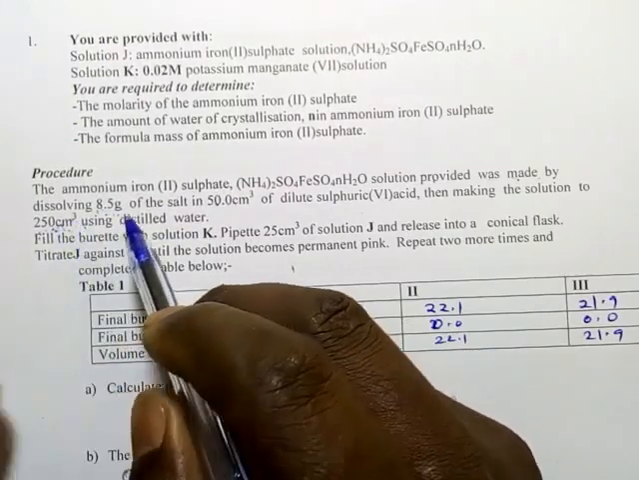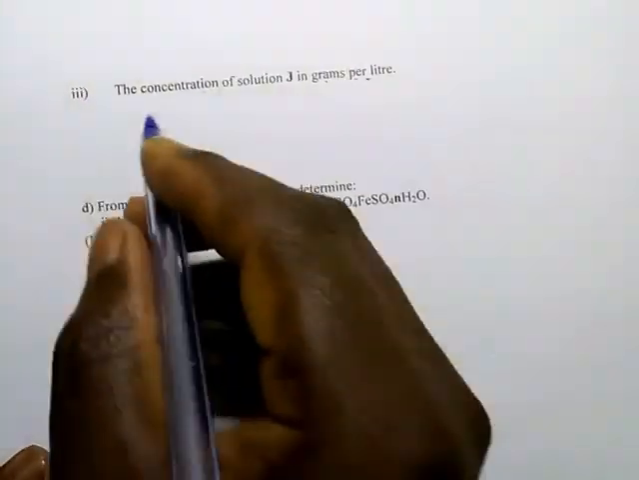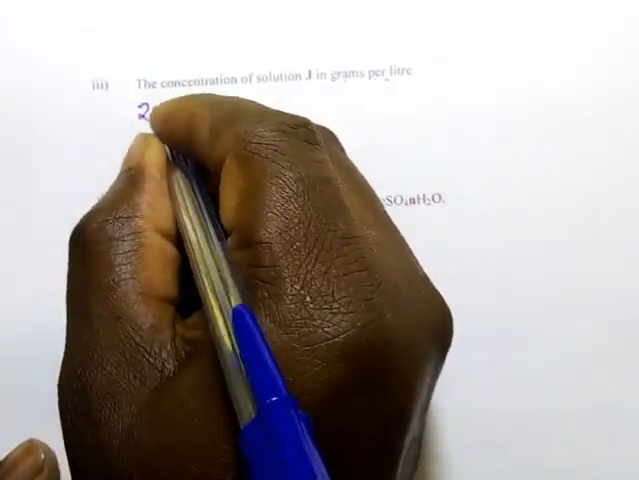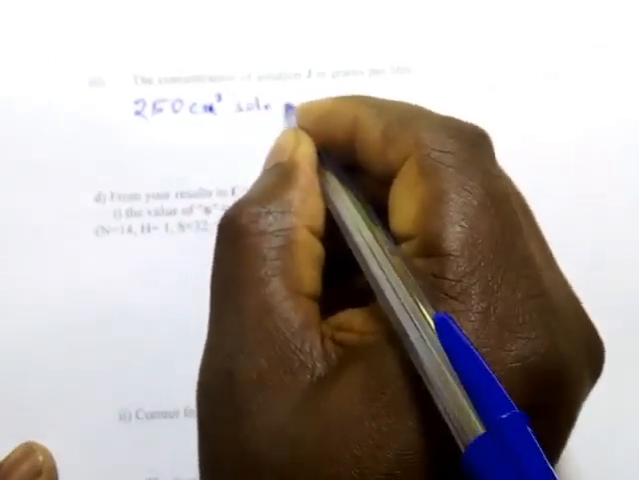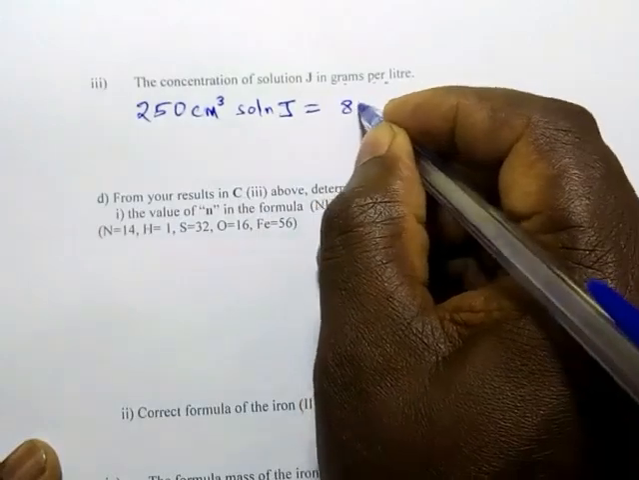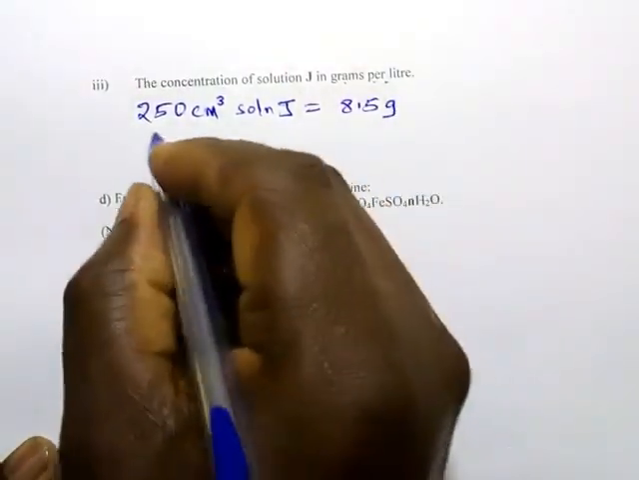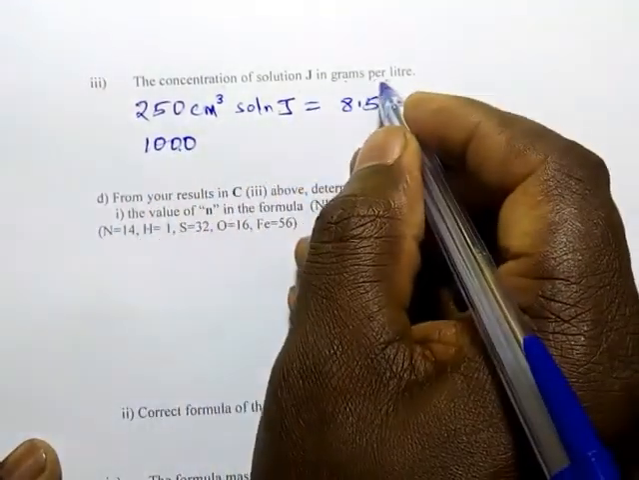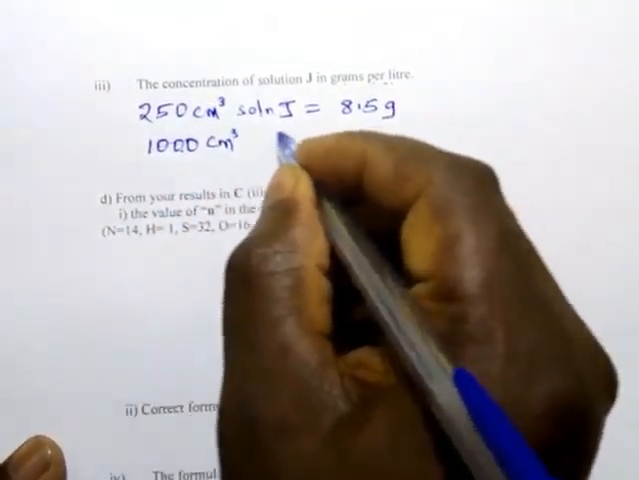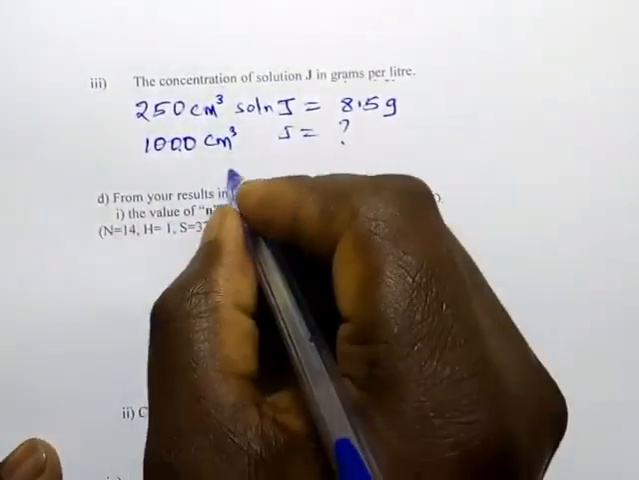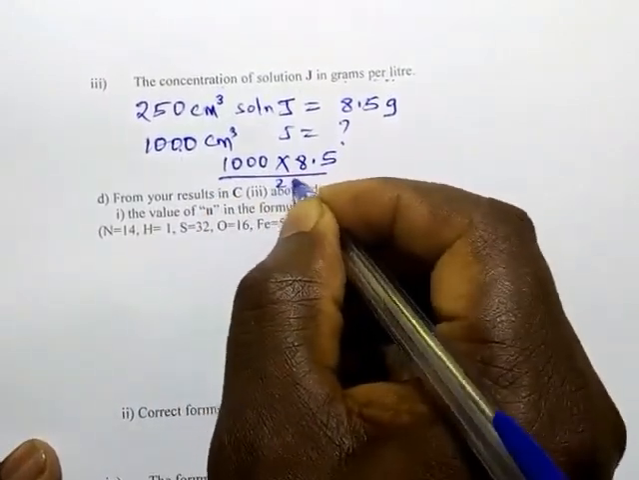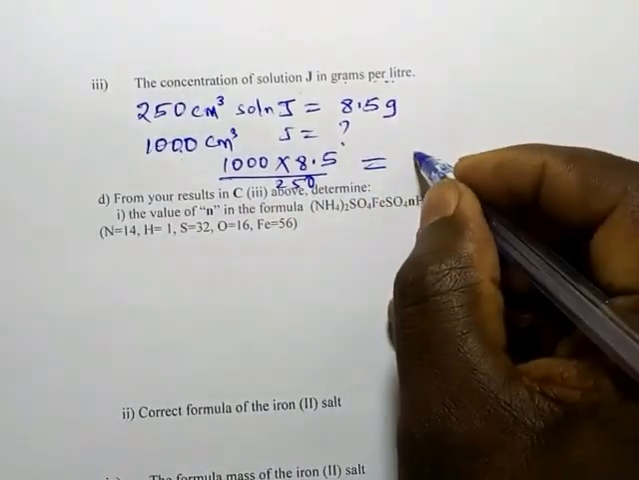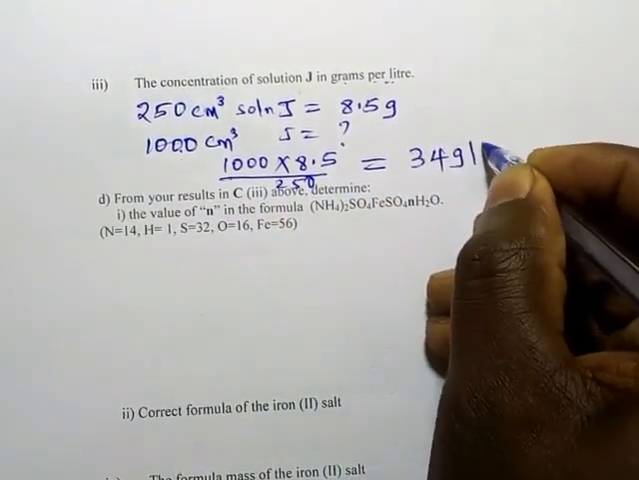We want mass in grams per liter. So 250 centimeters cube of solution J was prepared with 8.5 grams of the salt, and a liter is 1,000 centimeters cube. So J will contain 1,000 times 8.5 divided by 250. This will give you 34 grams per liter.